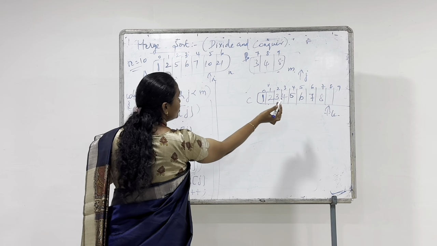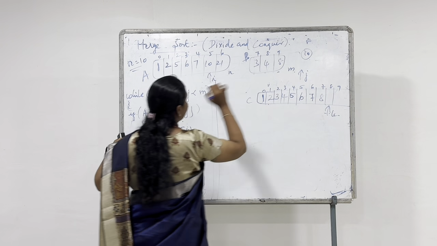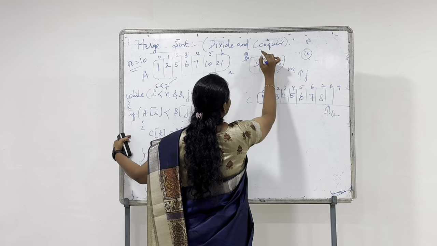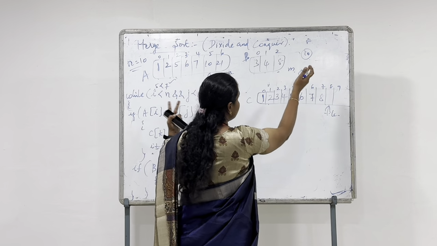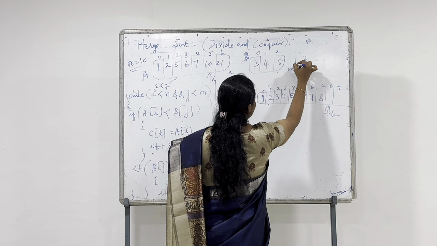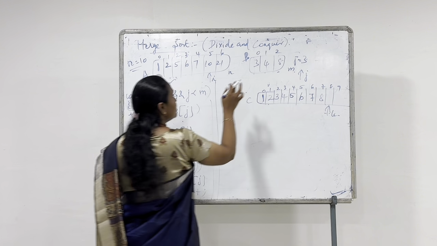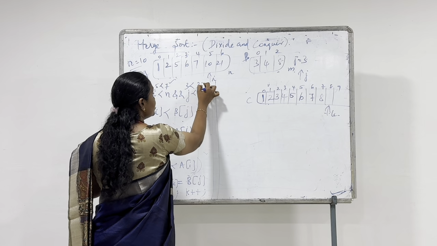And J, what is the J value? J moved to the 10th position. Or take this as 0, 1, 2. Take this A array and B array as starting with the index 0. Okay. 0, 1, 2. So now J is at the index of 3. The total elements of this B array is 3. So 3 is less than 3, the condition is false.